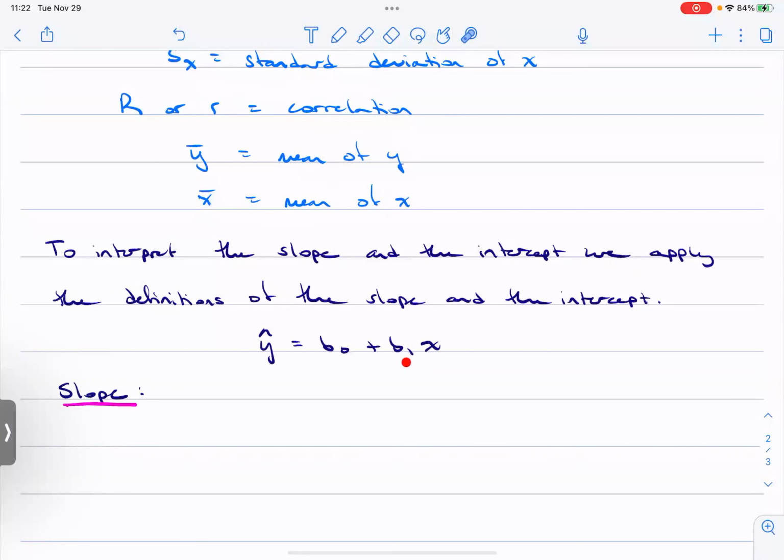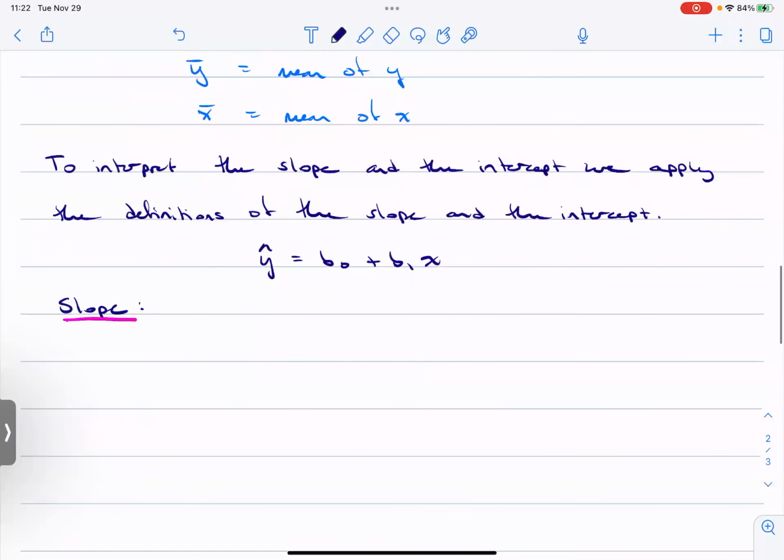The slope is your b1, right? So in terms of the definition, the slope says that for each unit increase in x, right? So as x goes from 1 to 2, 2 to 3, 3 to 4, we expect to see a slope unit increase in the predicted value of y. With a little bit of practice, you can extract the definition from just this line here.